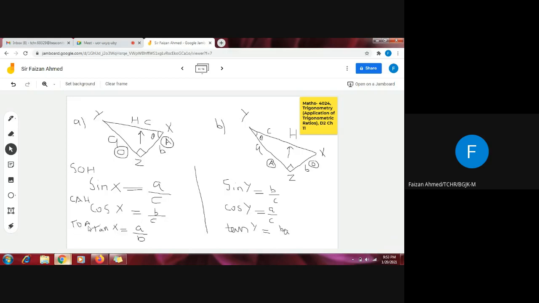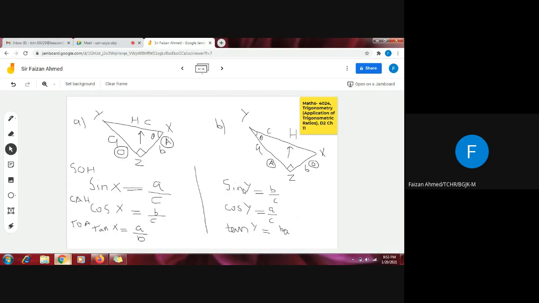For tan x, remember P for tan x, O for opposite, and A for adjacent. The length of the opposite side in this question is a, so I will write a in the numerator. And the length of the adjacent side is b, so I will write b in the denominator. So the value of tan x is equal to a upon b.